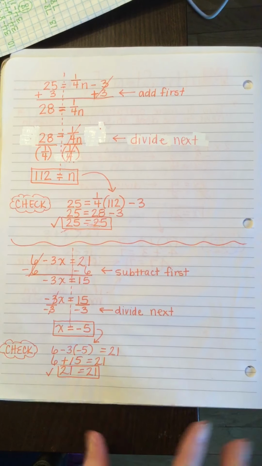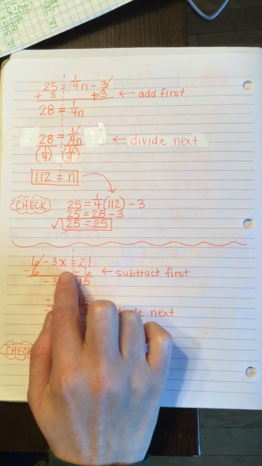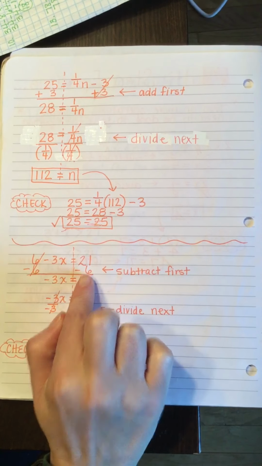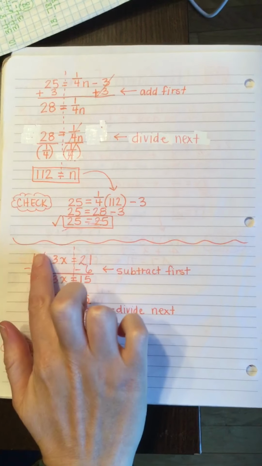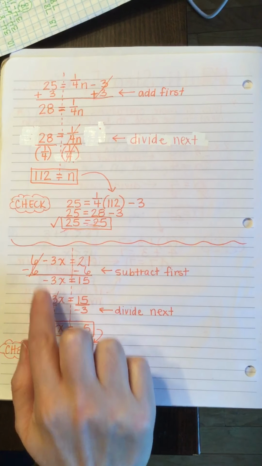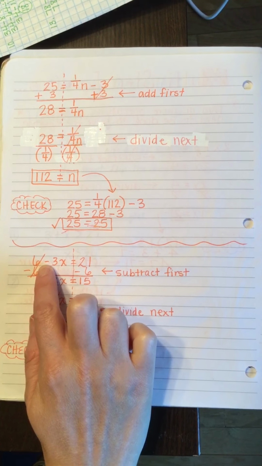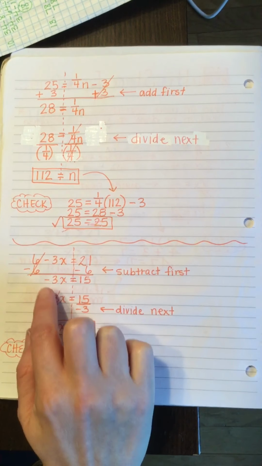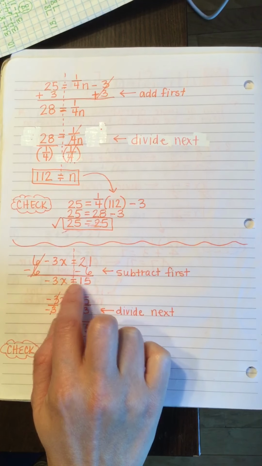And then this one down here, 6 minus 3x equals 21. So we're going to subtract 6 from both sides first. That's going to get rid of the 6's on this side and leave us with, remember, you have to have this negative right here, don't forget. This is attached to the 3x. So we've got negative 3x equals 15.